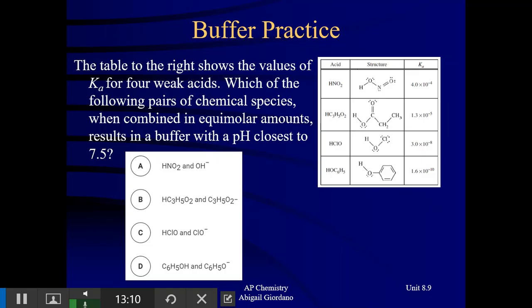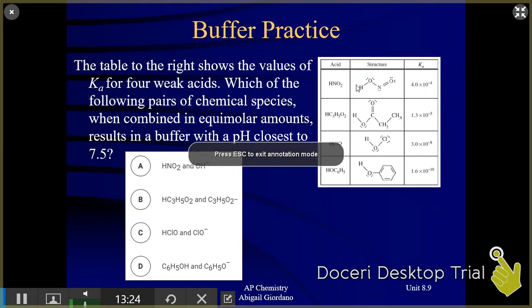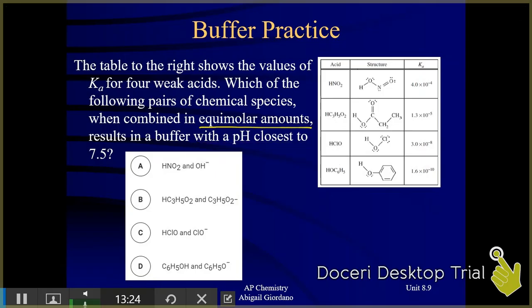So let's look at a question here. It says the table to the right shows the values of Ka for 4 different weak acids. Which of the following pairs of chemical species, when combined in, and this is important, equimolar amounts, that means same molarities, results in a buffer with a pH closest to 7.5?